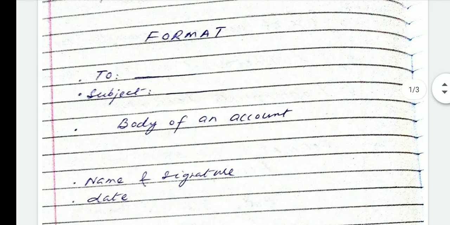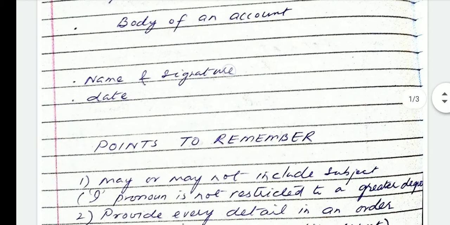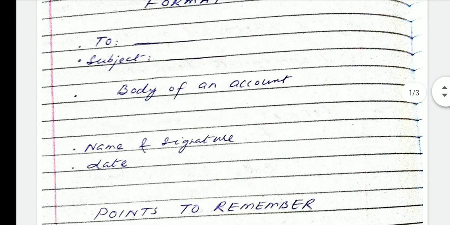So this is the format. First of all, you write to the person to whom you are writing an account, then the subject line, the subject of that account, the body of the account, and then at the end your name and signature. So this is a very simple format. You can see it again. To means to whom you are writing an account, the subject of the account, the body of the account includes the paragraphs, and then at the end name, signature and date.